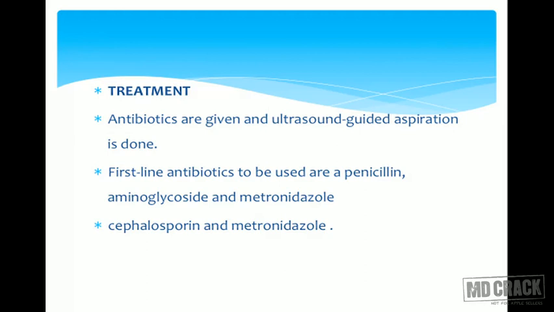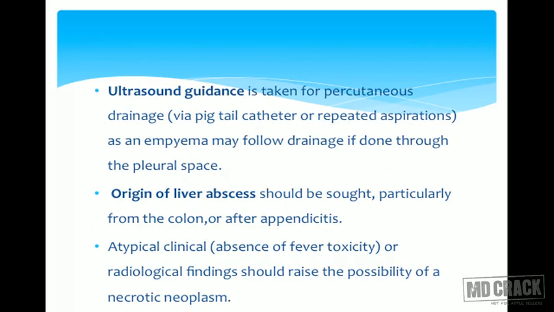So any patient who is suspected of pyogenic liver abscess is first started with antibiotics. The first line of antibiotics to be used are penicillin along with aminoglycoside and metronidazole. Also you can use cephalosporins and metronidazole. Ultrasound guidance is taken for percutaneous drainage via pigtail catheter or by repeated aspiration with wide bore needle.